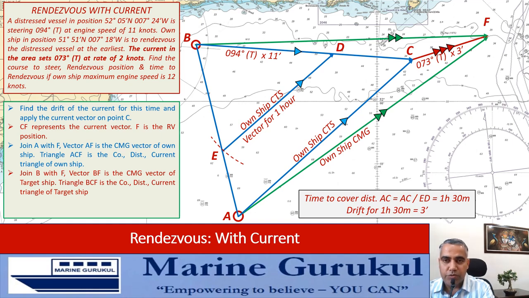So we mark it off with double arrows, that is the symbol for course made good. So Bravo Foxtrot is the course made good vector of the target ship. The position where both the course made good vectors meet, that is point Foxtrot in our diagram, is the rendezvous position of the ships.